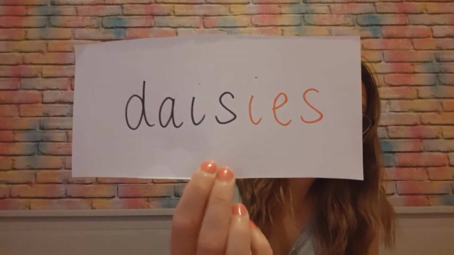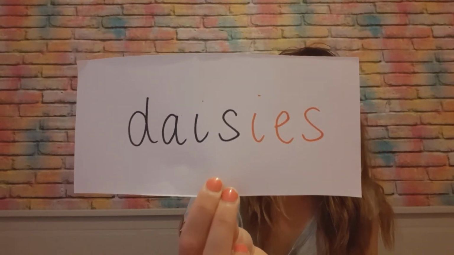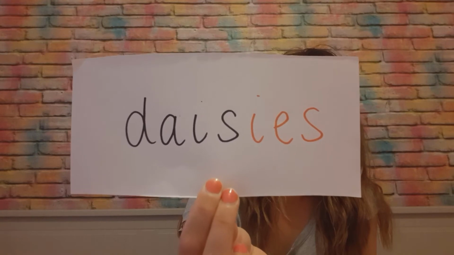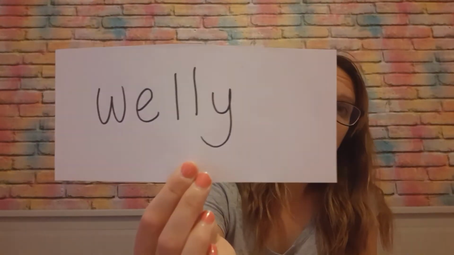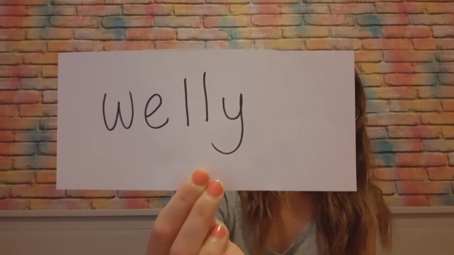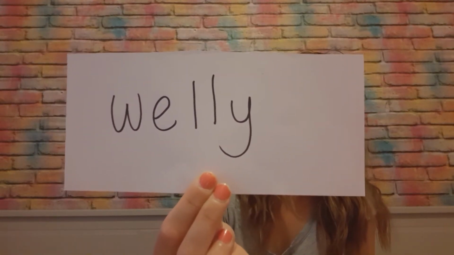Okay, let's see if you've got it right. So you should have got rid of that Y and you should have put on the IES and you should have written daisies like that. So we had one daisy and lots of daisies. We're going to do another one, so get ready to pause the video. You have one welly boot. How would you write wellies? Pause the video and write wellies.